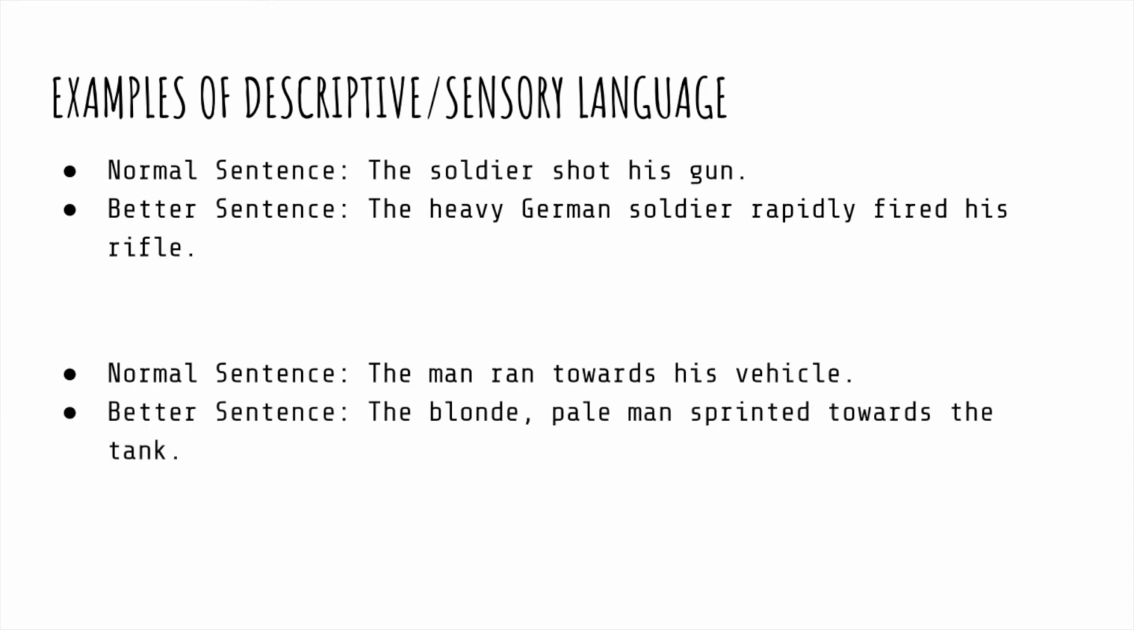So a better sentence is, sorry about that, the blonde, pale man sprinted towards the tank, right? Now you are picturing a man that is blonde and extremely pale. And instead of just picturing him running, you see him sprinting as fast as he can towards, instead of any vehicle, now you're picturing a tank, right?